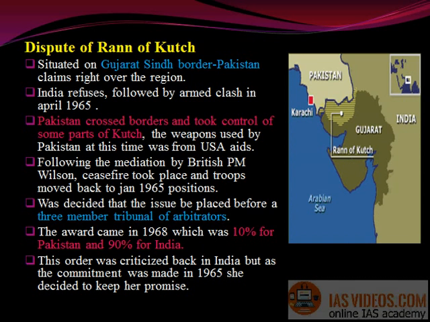The weapons used by Pakistan at this time were from USA aid. Following the mediation by British PM Wilson, a ceasefire took place and troops moved back to January 1965 positions. It was decided that the issue be placed before a three-member tribunal of arbitrators. The award came in 1968, which was 10% for Pakistan and 90% for India. This order was criticized back in India, but as the commitment was made in 1965, she decided to keep her promise.